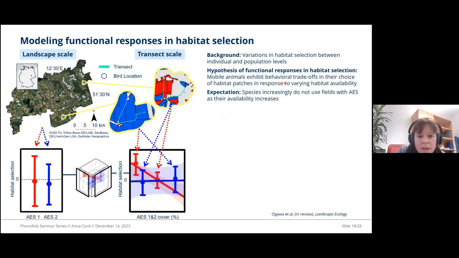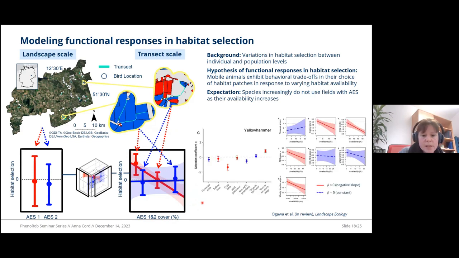Because species tend to change their choice of certain land use or habitat patches in response to varying habitat availability. So basically, in some species, we find that they are not much more attracted by certain agro-environmental schemes if the availability increases. And this is what you see here with this red figure. So habitat selection in the blue one does not change when the cover increases, but in the red one, it really changes. The more of this measure is available, the less the species is attracted by it.